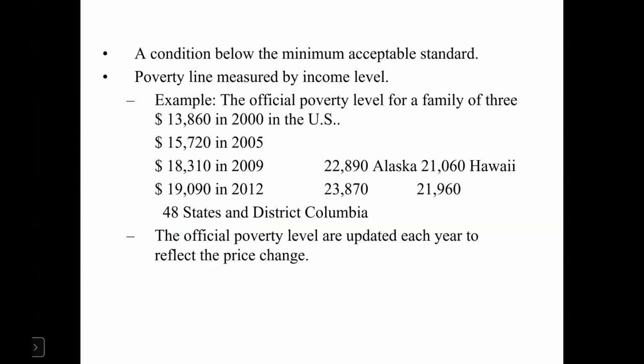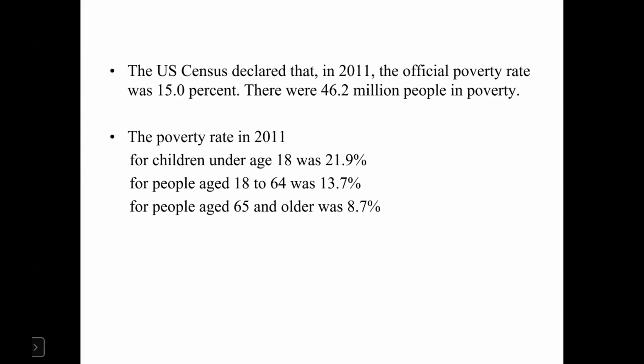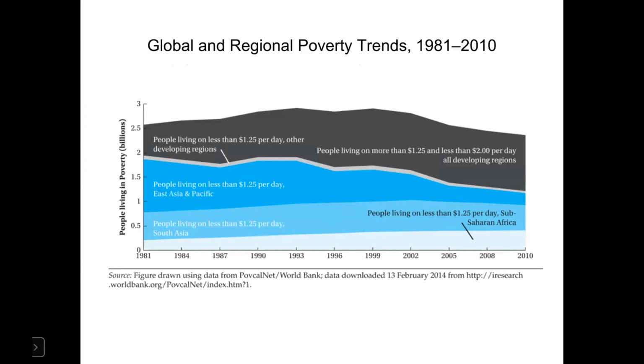So now let's see some poverty measures. Oh, sorry, there's one slide we need to see. How is poverty defined? Poverty is defined as a condition below the minimum accessible standards. And the poverty line is measured by income, and it varies from one country to another. Let's use the United States as an example. This poverty line or poverty level changes over time, and if you look at the same year, it's different across regions.